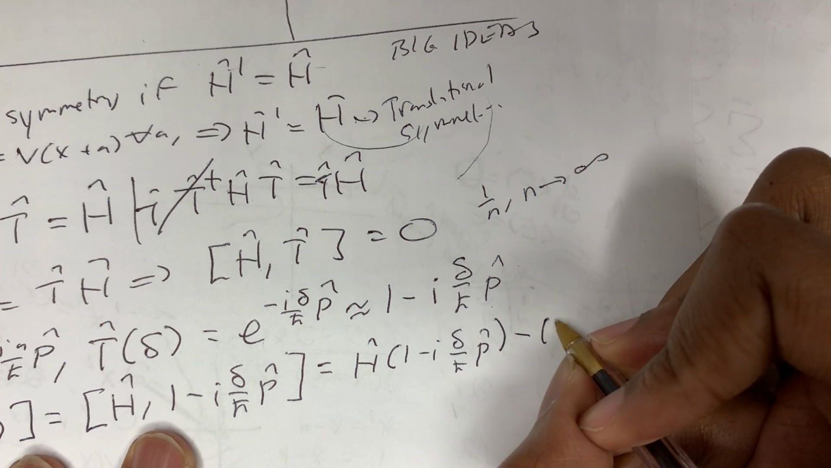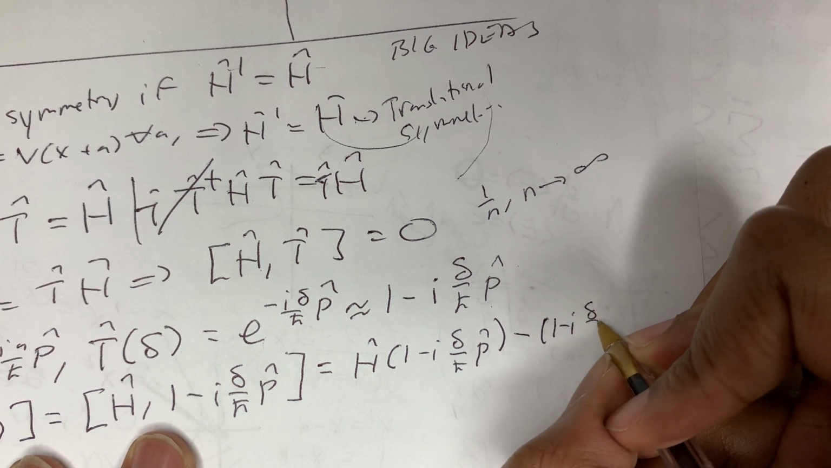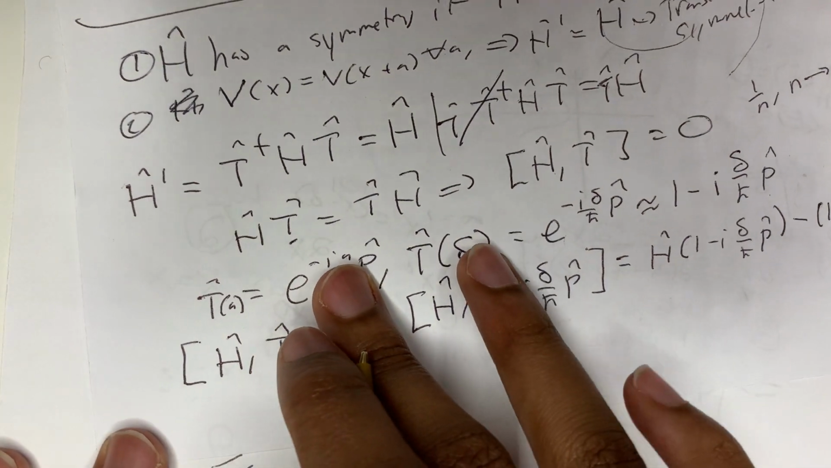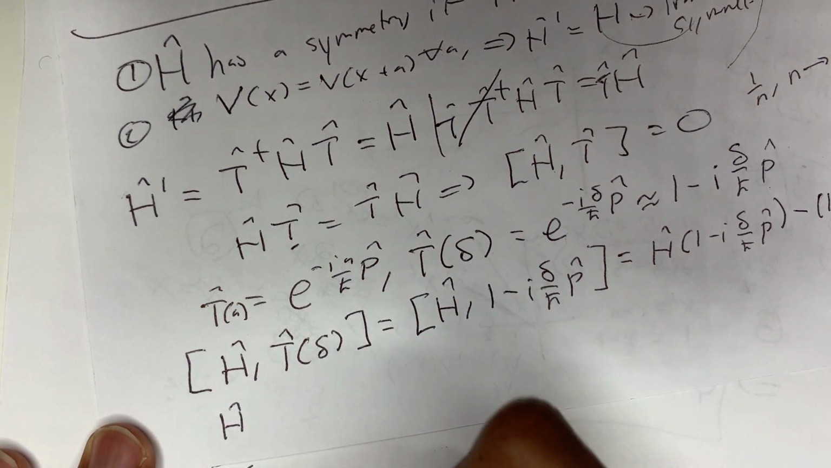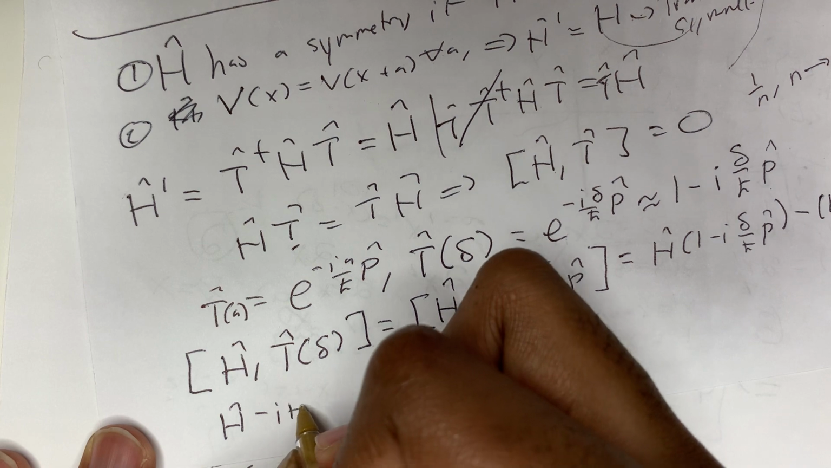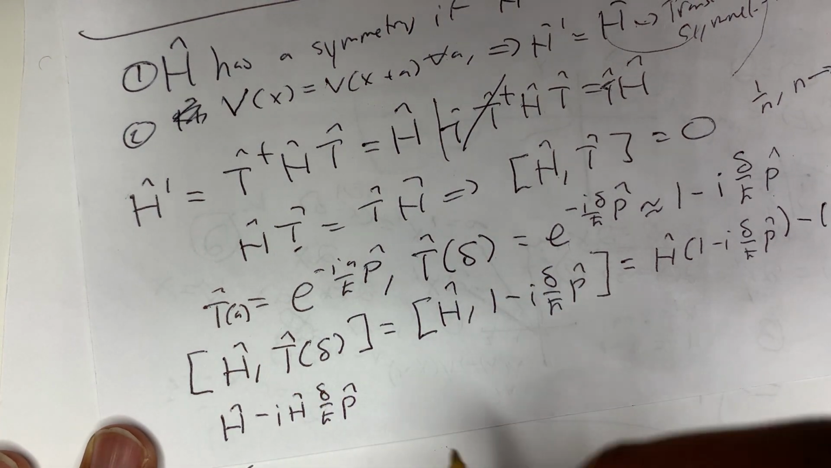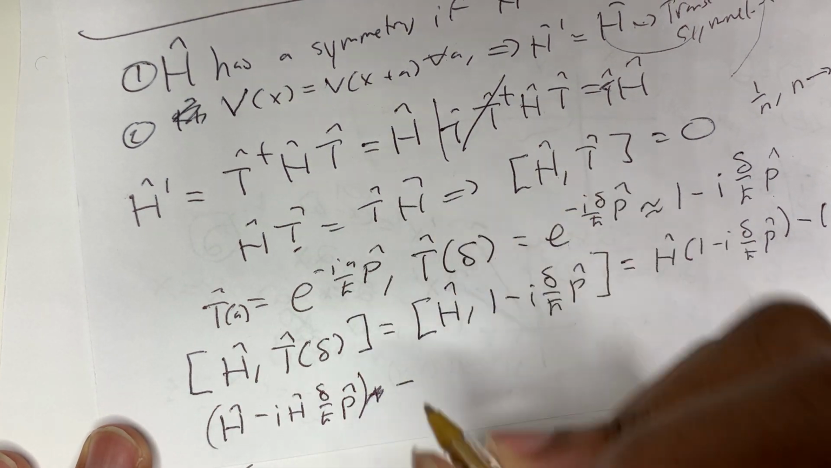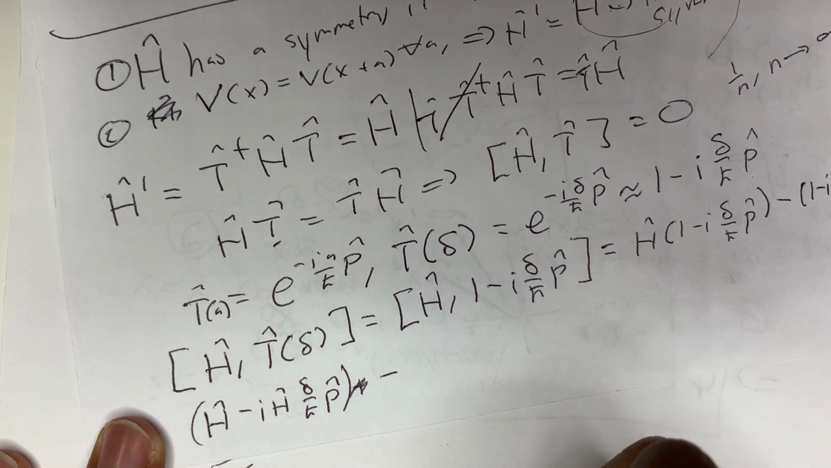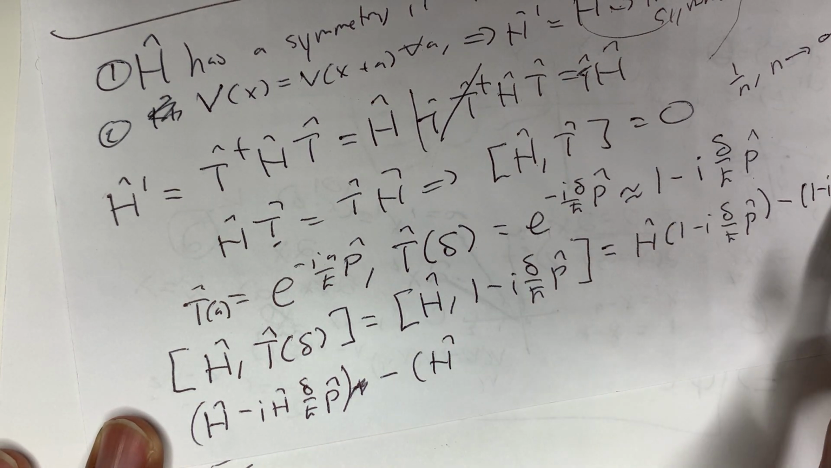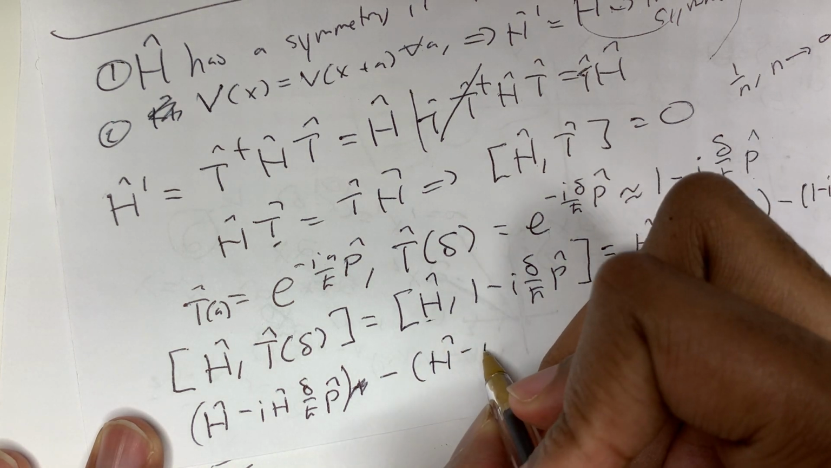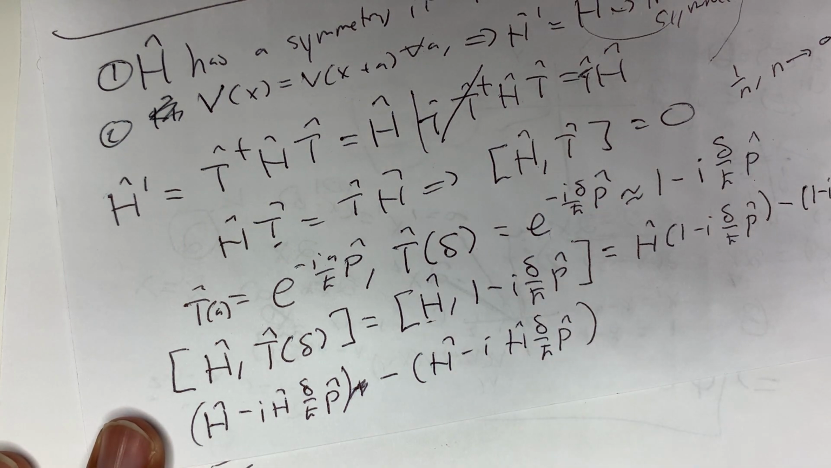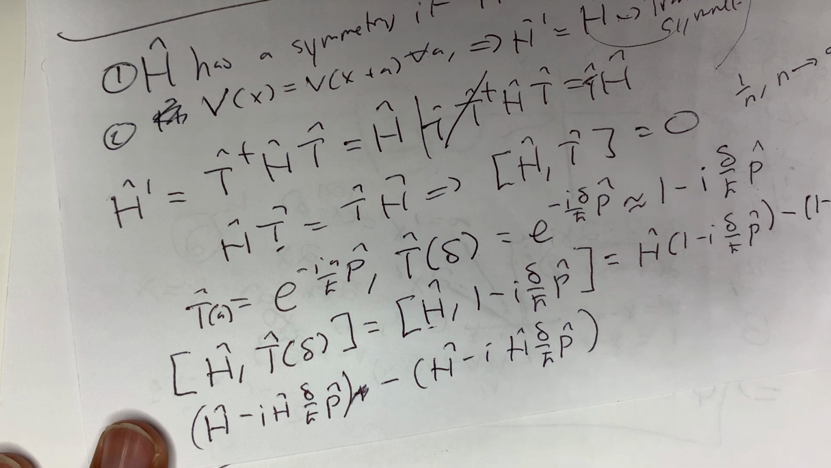Minus 1 minus i infinitesimal over h bar p hat times the Hamiltonian. Okay, and this just equals minus i h bar del over h bar p hat, so not plus, minus... same thing, i h bar p hat. Okay, so this is what it is.